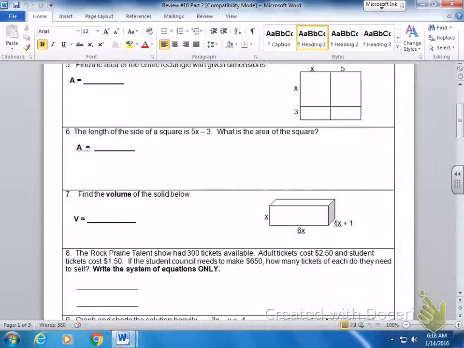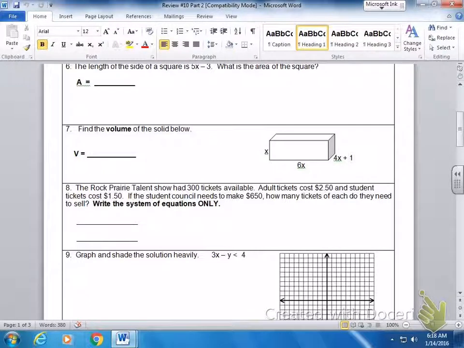Number 7 is a pretty good one. It's a volume problem. Now, up to this point, we've been talking about area, but remember, volume is length times width times height. Okay, and they give us all 3 of those. They give us x, 6x, and 4x plus 1. Now what I'm going to do is start with my smallest equation. I'm going to start with x, and then I'm going to multiply it by 6x, and I'm going to multiply that by 4x plus 1. Now it doesn't really matter in the order, but what does matter is you don't try to do this all at once. I'm only going to look at the x times 6x first. I'm going to go ahead and move the 4x plus 1 down.